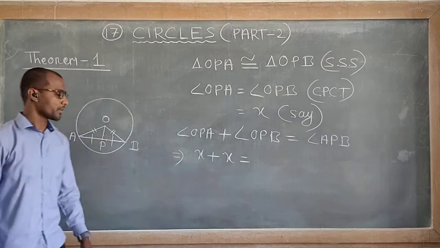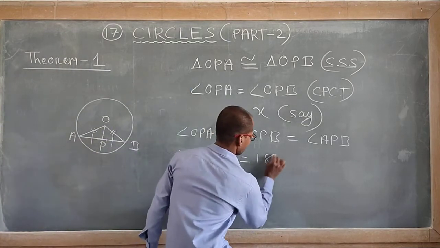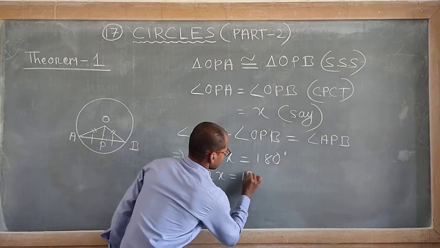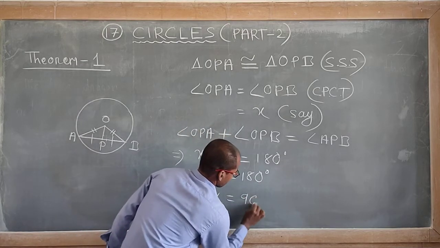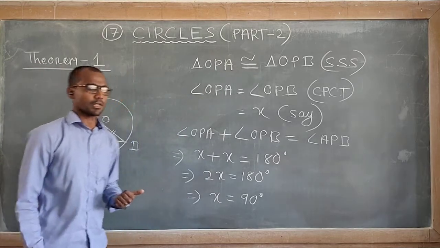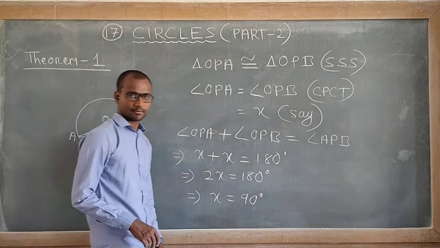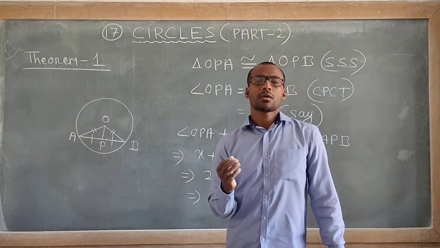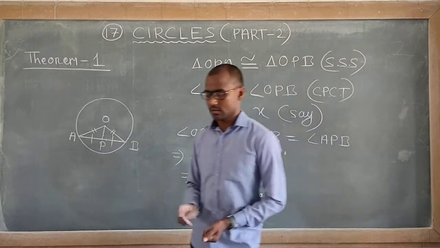What is angle APB? APB is a straight line, so the angle will be 180 degrees. 2x is 180 degrees, so x is 90 degrees. Each of these two angles is 90 degrees. That means OP is perpendicular to AB. Hence proved. So remember, the line drawn from the center of a circle to bisect a chord is perpendicular to it. This is theorem number 1.